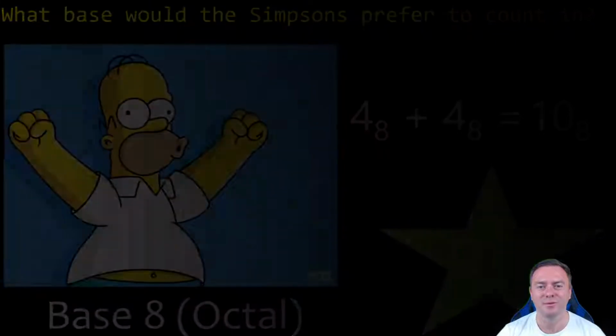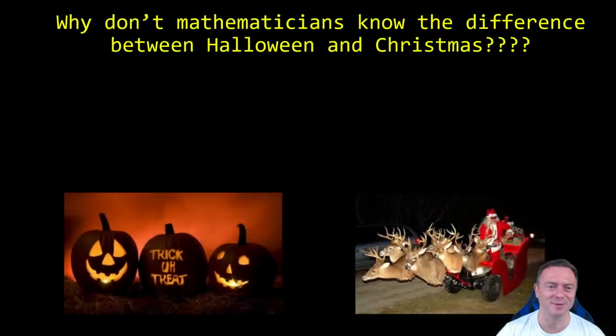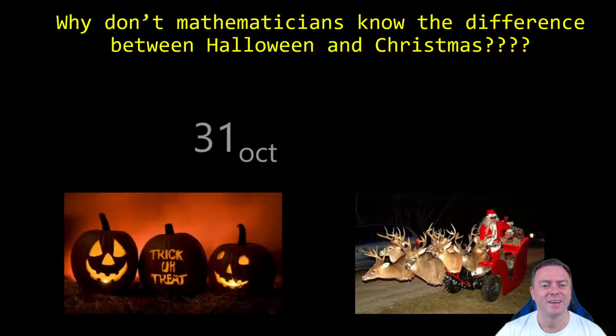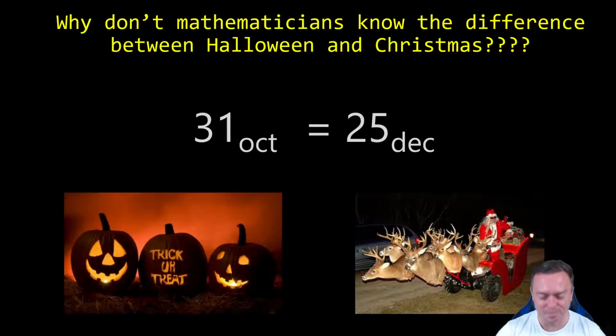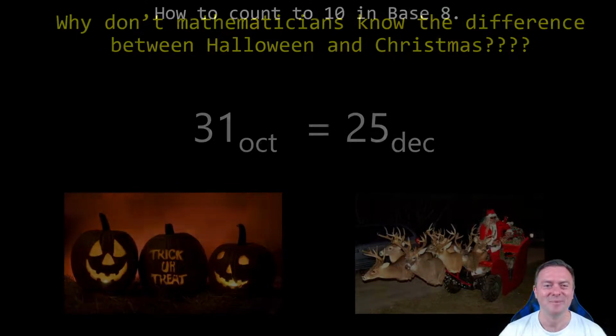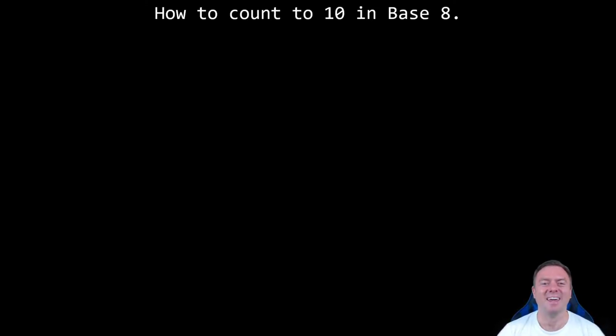So here's a really bad joke, but it's kind of useful for this. Why don't mathematicians or computer scientists know the difference between Halloween and Christmas? Okay, here we go, and I apologize for it. 31 in octal is equal to 25 in decimal. Yeah. Okay, moving on.